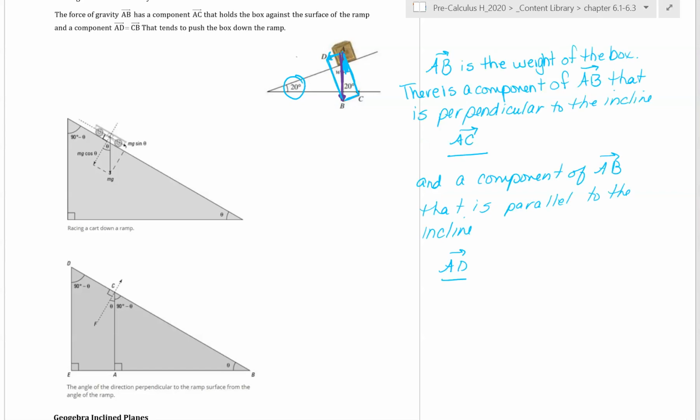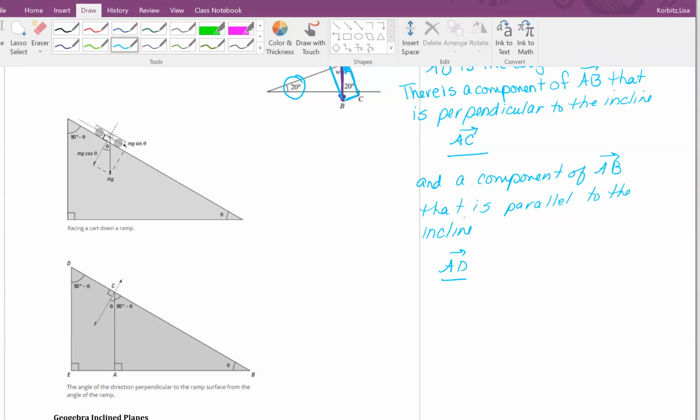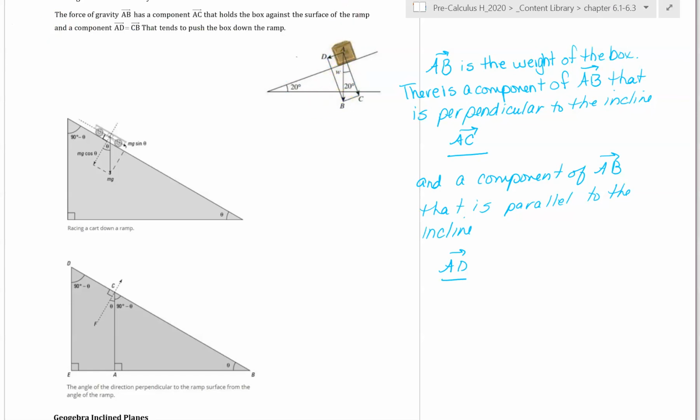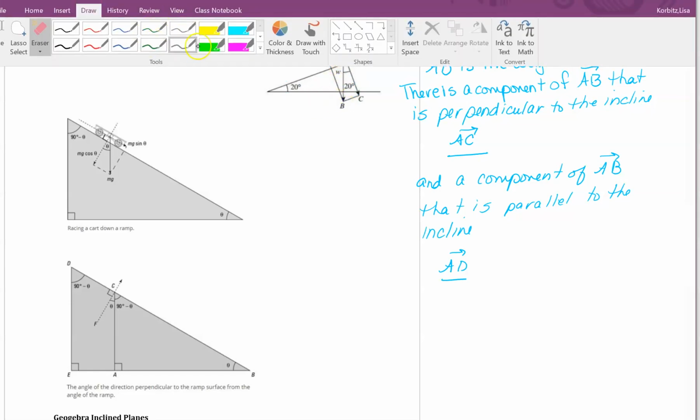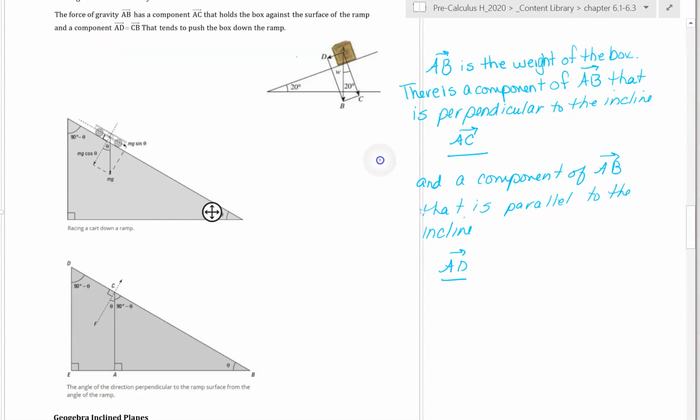Okay, so I just summarized what I said up here: AB is the weight of the box. There's a component of AB that is perpendicular to the incline, namely AC, and a component of AB that is parallel to the incline, namely AD. So again, we are going to think about vectors as the hypotenuse of a right triangle, and that's how we're going to figure out angles.